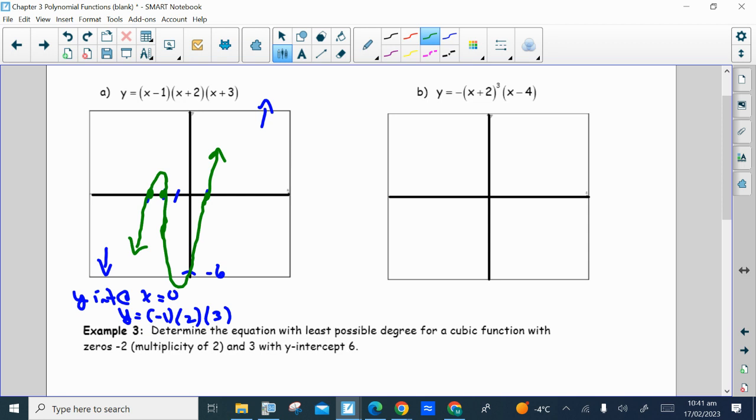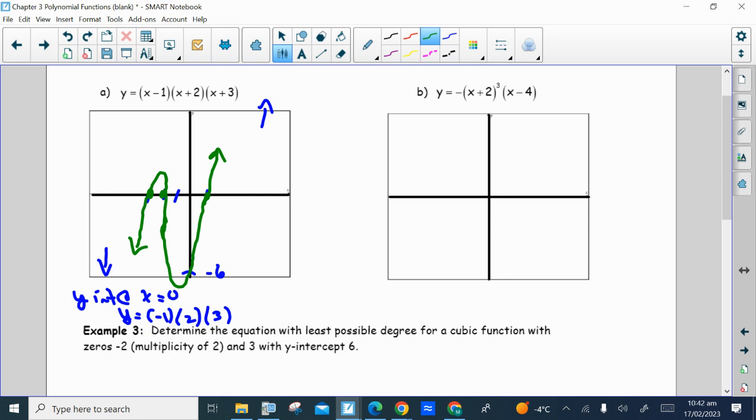Okay? For the next one, this would be a fourth degree polynomial, right? That first factor of x plus 2 is cubed, meaning a multiplicity of 3. And then the other factor is just x. So when you multiply an x cubed by an x, you're going to get an x to the fourth.